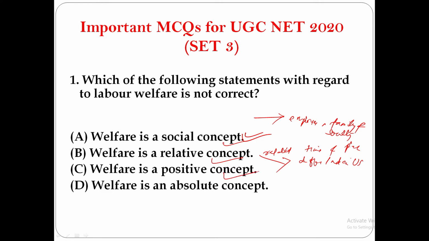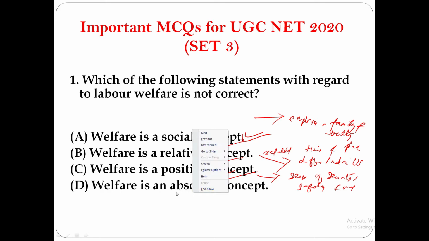And a positive concept means labor welfare brings a sense of safety and well-being to an employee. So this is a positive concept. That is, it gives positive feelings to the employee. Now, what is absolute? Absolute is the opposite of relative. So this is wrong. The correct answer is the one which is not correct. That is, welfare is not an absolute concept.